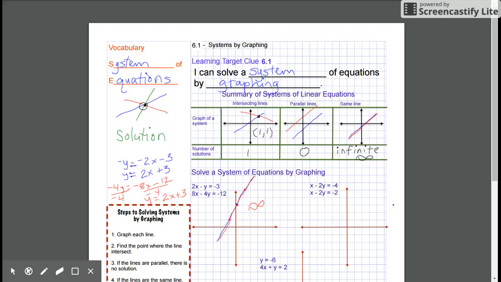All right, let's do the next one. This time, when I solve this one, I'm going to go ahead and use my x and y intercepts. You can graph it any way you want, but I'm going to graph it using x and y intercepts. So go ahead and graph these two lines. You can either use slope-intercept or you can use x and y intercepts.